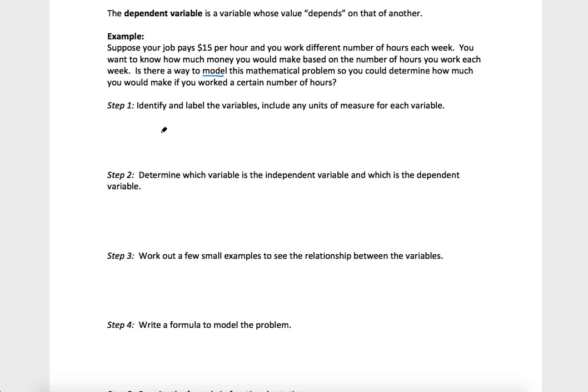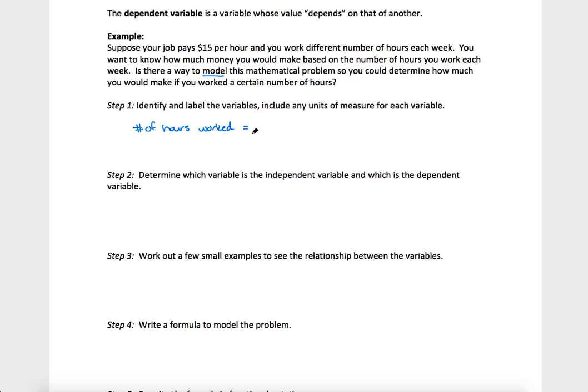Okay, so in this problem, we're dealing with 2 variables. There are 2 things that change, all right? The first variable is the number of hours that you work, okay? So number of hours worked. Maybe one week, like I said, you work 10 hours, another week you work 40 hours. So that's one variable.